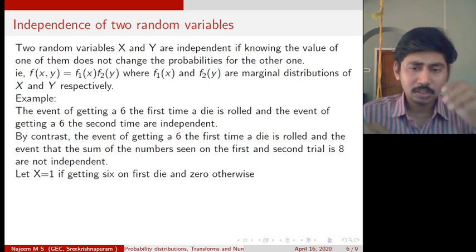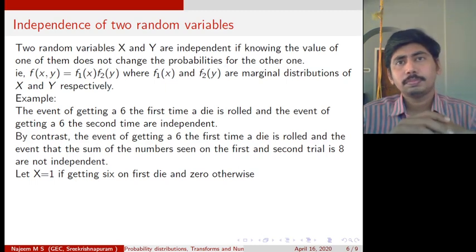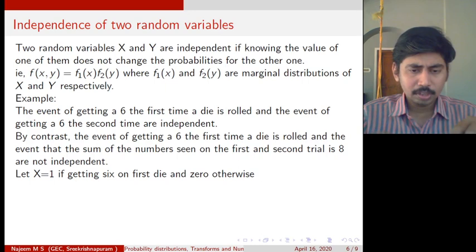Y defines the event that the sum of the two dice, when a die is rolled twice, should be 8.